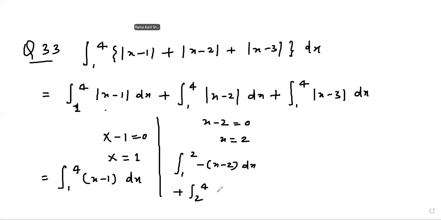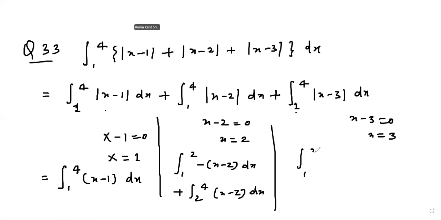So from 2 to 4, x minus 2 dx, and then we can easily integrate. Consider this: if we put x minus 3 equal to 0, we will get x equal to 3. It means from 1 to 3, this function will be negative. So we can write from 1 to 3 minus of x minus 3 dx, plus from 3 to 4 it will be positive, so 3 to 4 x minus 3 dx. And now it can be easily integrated.